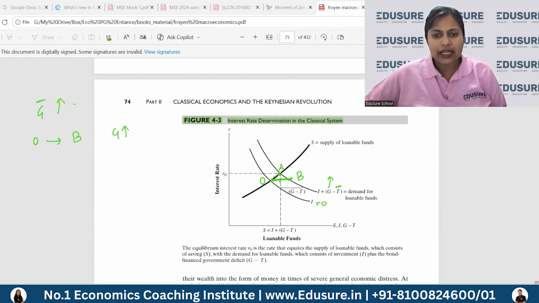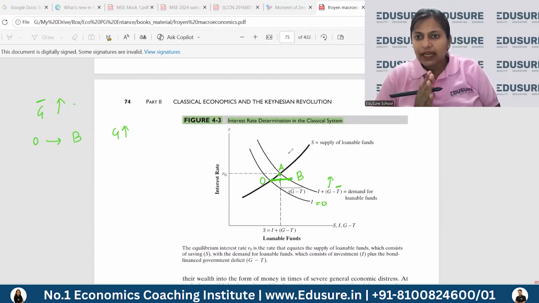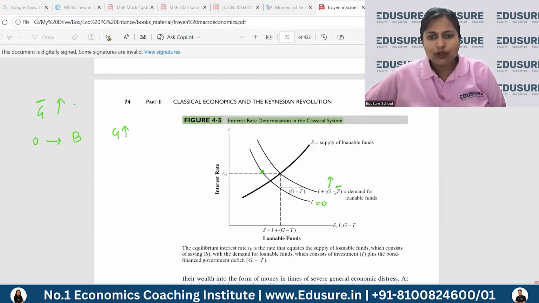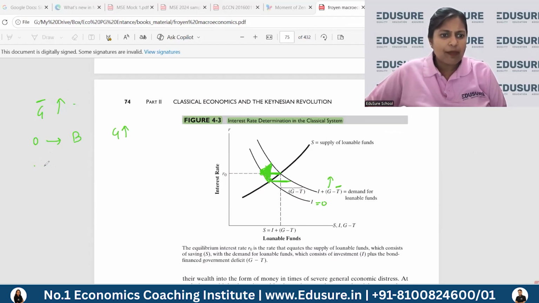Investment is going to become lesser by that much amount. So from 0 to A, investment is now going to be lower because at this new interest rate, this is the new demand for loanable funds, but investment is only till this much. So investment earlier was this much, now investment was this much. This is the increase in G, but up till this point, investment has fallen, right? So if G increases, some part of investment falls because the rate of interest increases.